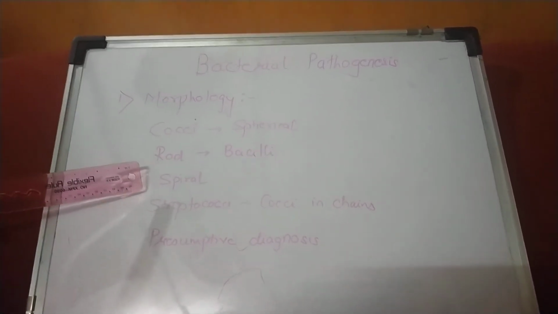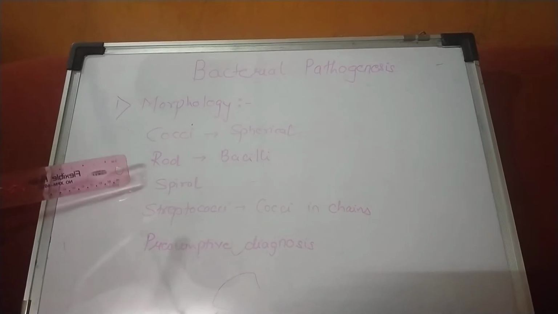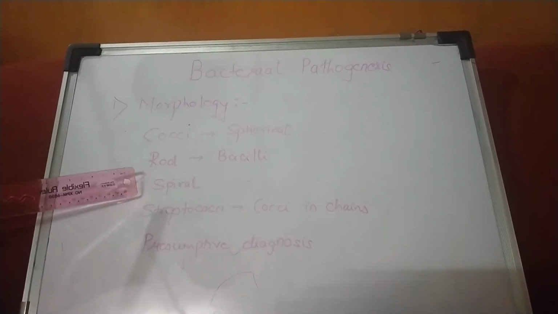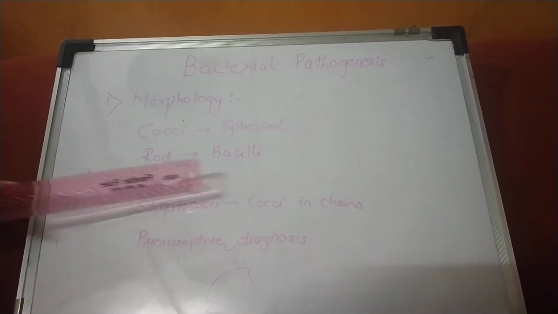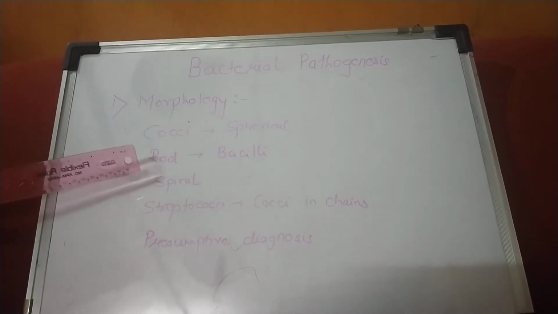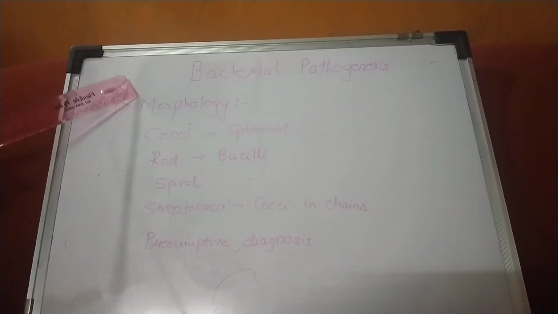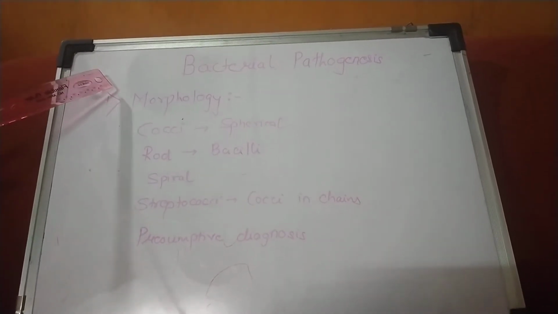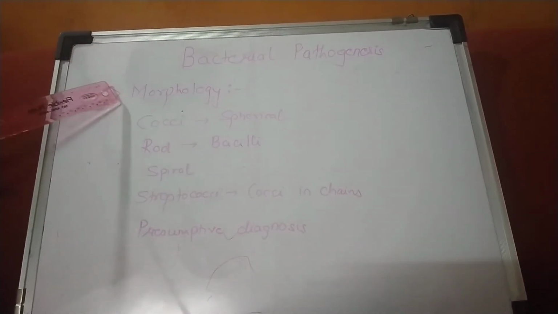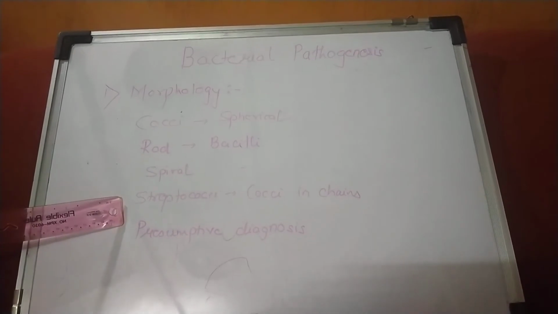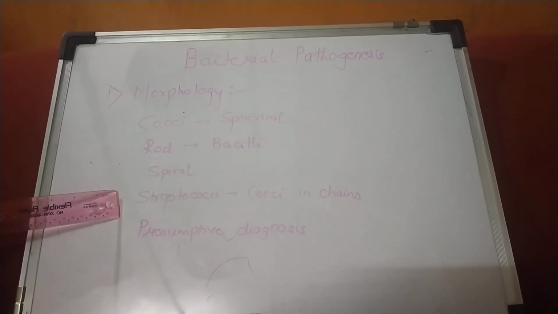Apart from this, there can be other arrangements within these three shapes, such as streptococci, that is cocci in chains, and streptobacilli, that is bacilli in chains. Now what is the importance of studying the morphology of the organism? Morphology of the organism can help you in presumptive diagnosis of the infection.